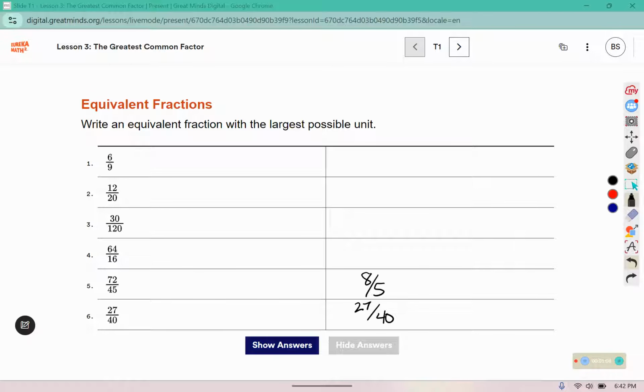You should be completing these in your composition book. Pause here to give yourself enough time to finish these.